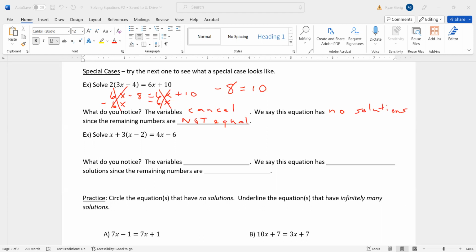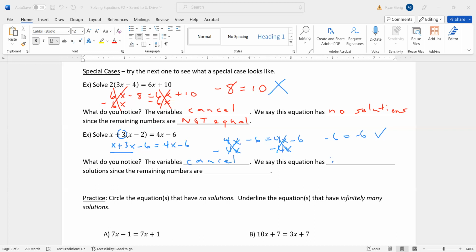x plus 3, so I'm going to distribute the 3. That's 3x minus 6 equals 4x minus 6. Combine like terms, x plus 3x is 4x minus 6 equals 4x minus 6. So we subtract 4x. They cancel, and I'm left with negative 6 equals negative 6, which is true, as opposed to the previous one where it was not true. So in this one, the variables canceled.